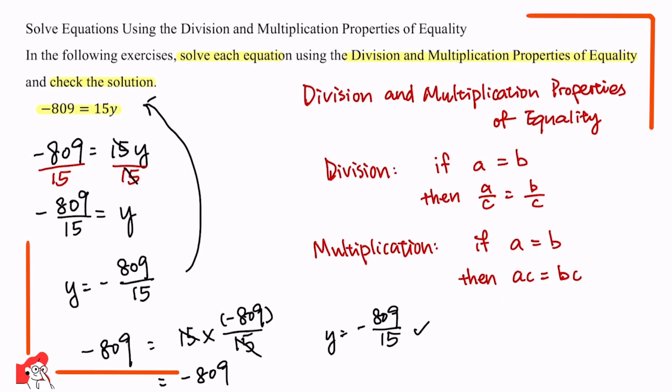So now you reach the answer and know how to solve the question. Let's review the division and multiplication properties of equality together as a quick recap. So when you have an equation, here A equals B, then to maintain the equality of that equation, you have to either divide both sides or multiply both sides by the same number C, so that you don't change the equality of that equation. That is the most important thing you need to know in this question.